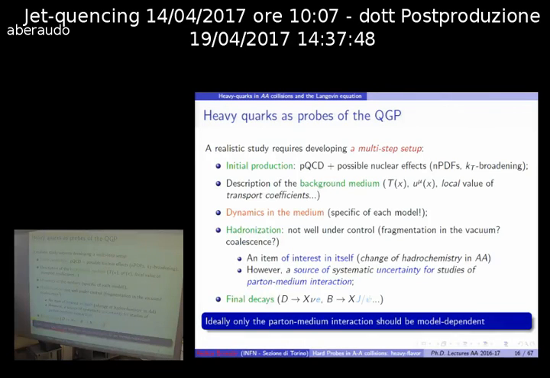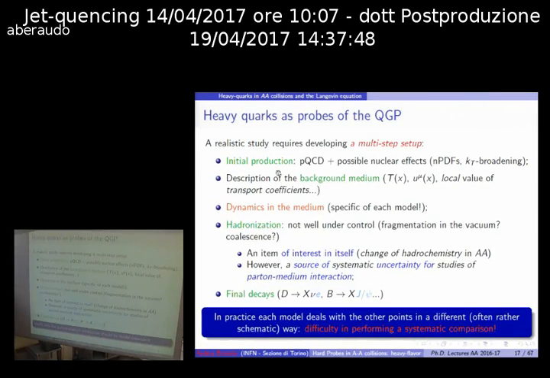And then clearly you must model the final decays into the particles that you measure. Ideally, only this stage should be model dependent, in the sense that only this is the point in which the procedures adopted by different groups trying to face this observable should differ. Actually, since this is a multi-step setup, at each of these stages different groups doing research in this field can decide to adopt some particular assumptions and simplified pictures, and so at the end it is also difficult to have a clear apple-to-apple comparison of the results of the different groups.